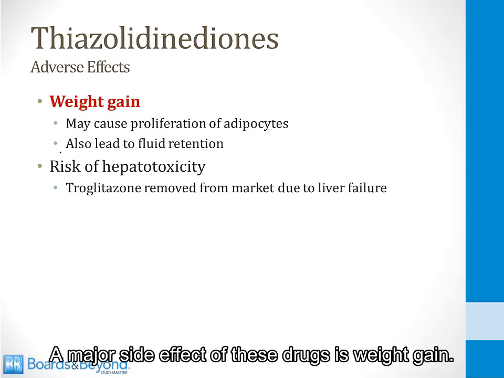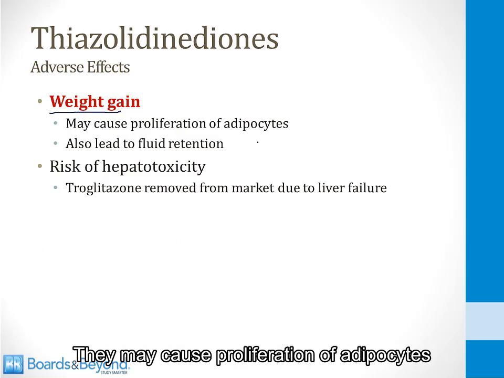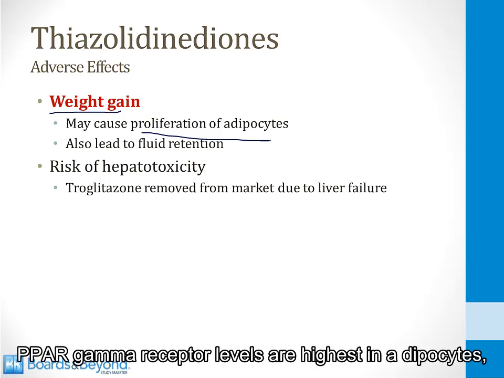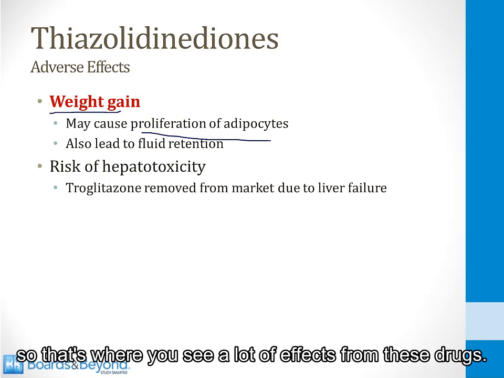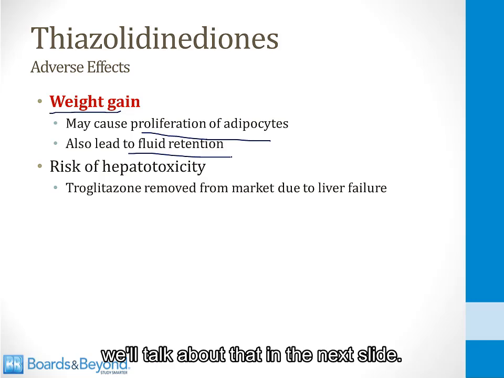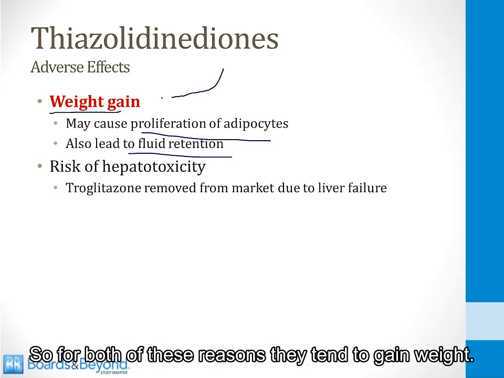A major side effect of these drugs is weight gain. They may cause proliferation of adipocytes. Remember what I told you before. PPAR gamma receptor levels are highest in adipocytes, so that's where you see a lot of effects from these drugs. In addition, patients on these drugs also can retain fluids. We'll talk about that on the next slide. So for both of these reasons, they tend to gain weight.